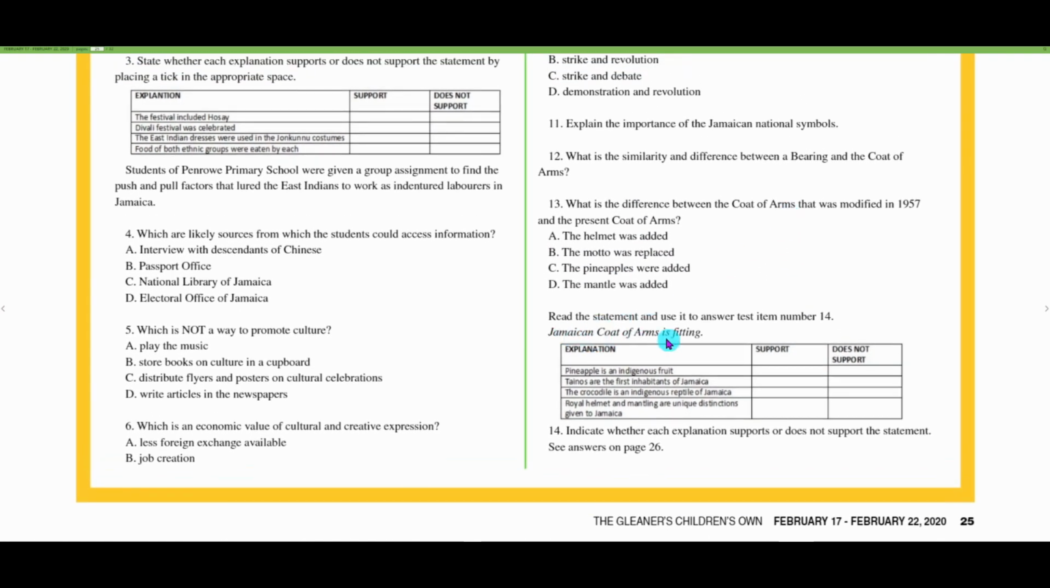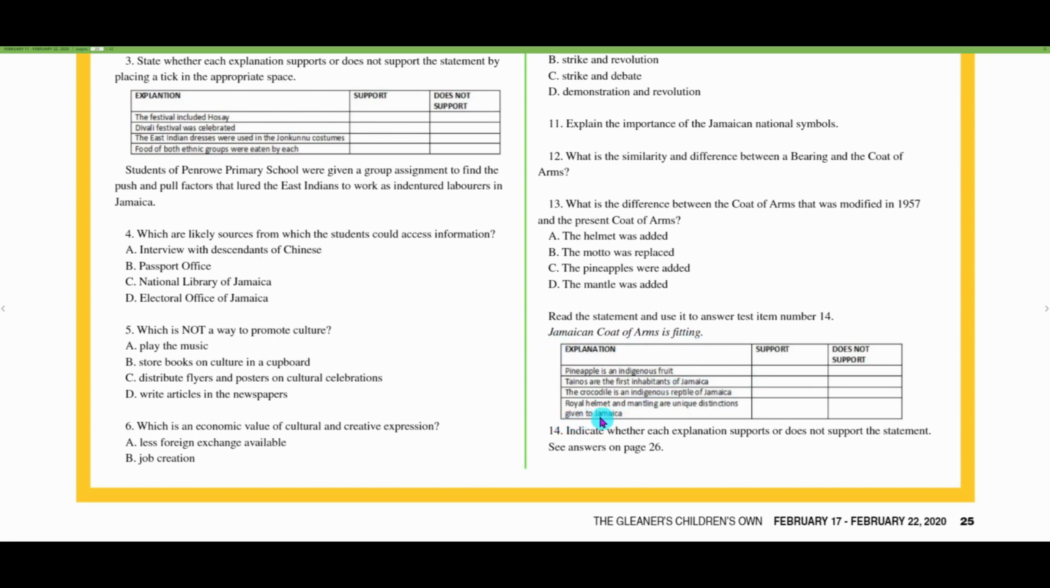It says read the statement here and use it to answer item 14. Jamaican coat of arms is fitting. We have explanation. Pineapple is an indigenous fruit, so that would support that. Tainos are the first inhabitants of Jamaica. That would be supported. The crocodile is an indigenous reptile of Jamaica. Okay, that's supported. So all of these are saying that it is fitting.